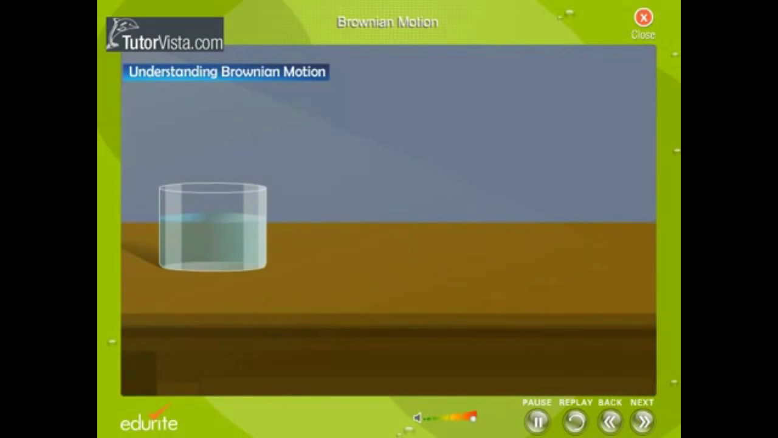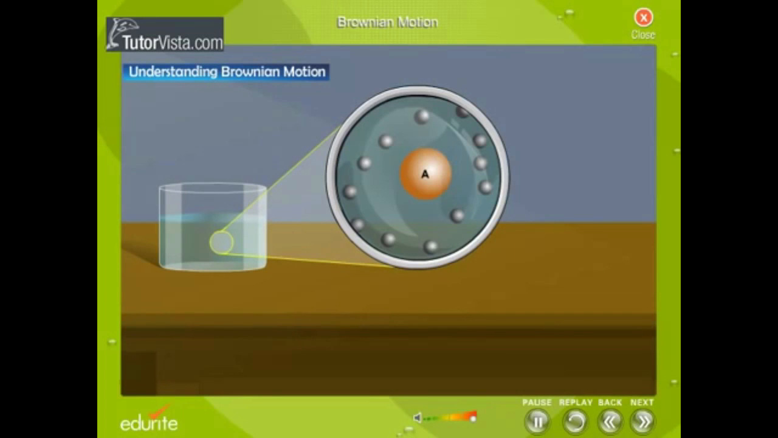We shall now study movements of large and small particles suspended in liquids. Let us first look at an isolated large particle A suspended in a solution. A number of molecules hit particle A from all sides. On an average, the impact mutually cancels out. So, the resultant force on the particle is zero.